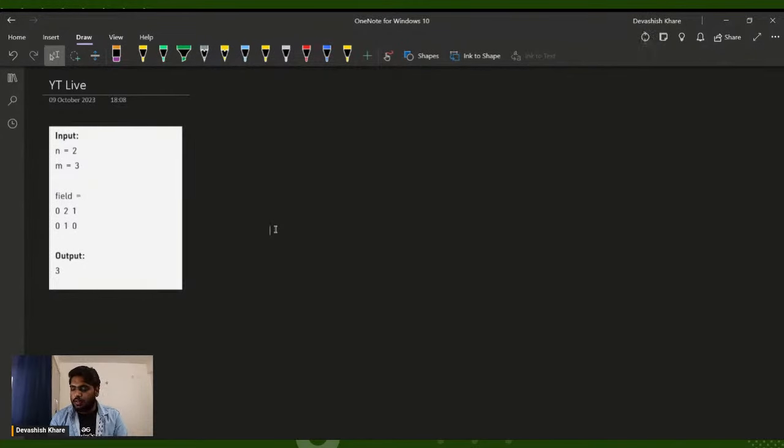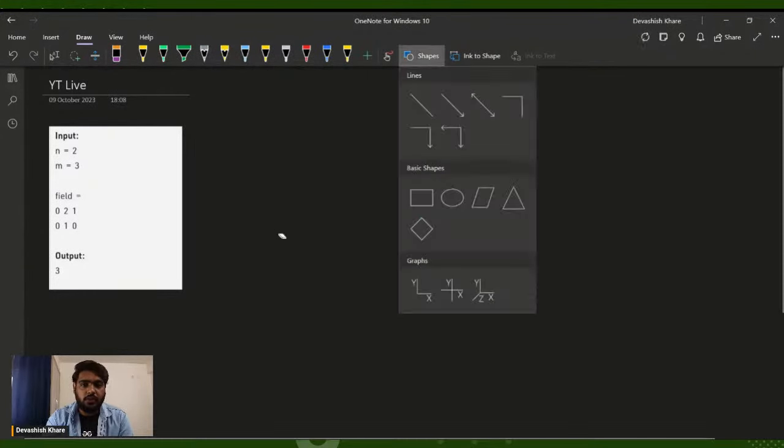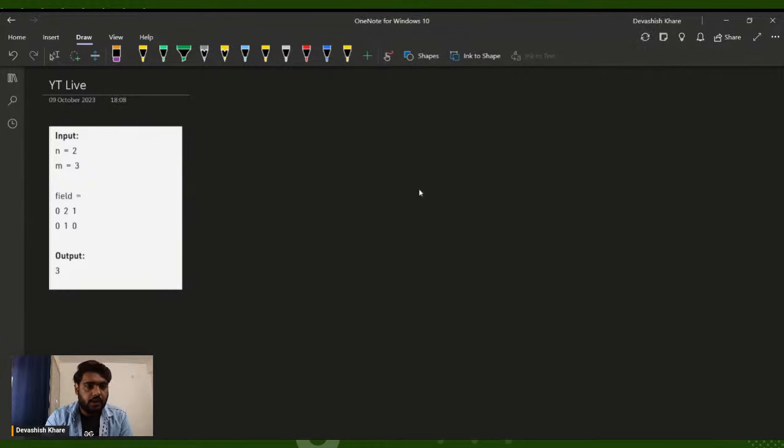So now let's discuss what actually the question is. Let's first see the parameters that we are given according to this input. We have two values, N and M, which are the dimensions of the cricket field that Alex has reached.